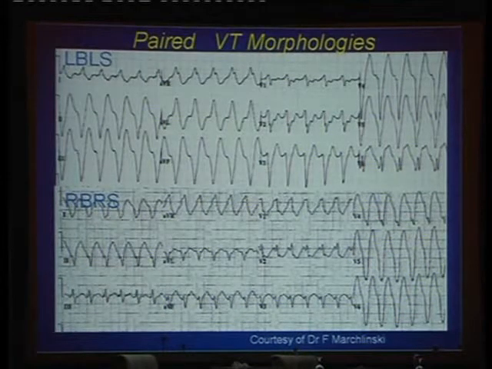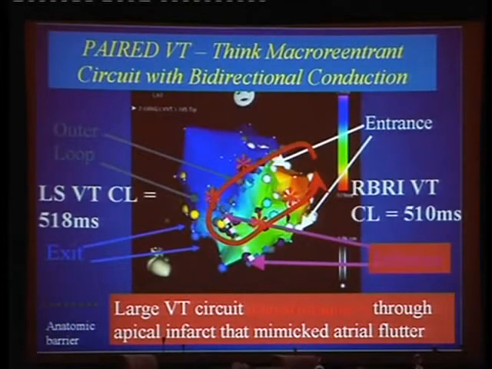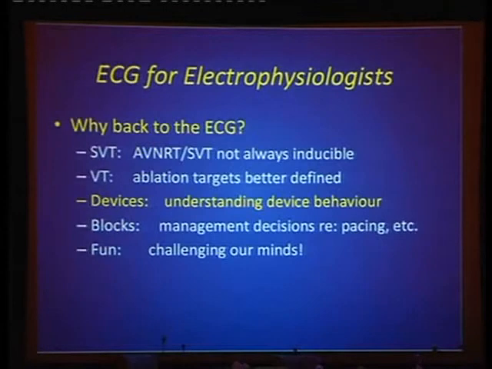This is one of Frank Marchlinski's slides showing paired VT morphologies at similar cycle lengths, same patient, a left bundle, left superior axis, and a right bundle, right superior axis. And this was, in fact, over the same area with paired morphologies. Very important. It identifies a large VT circuit, and in this particular case, you could actually get both VTs through the same area.